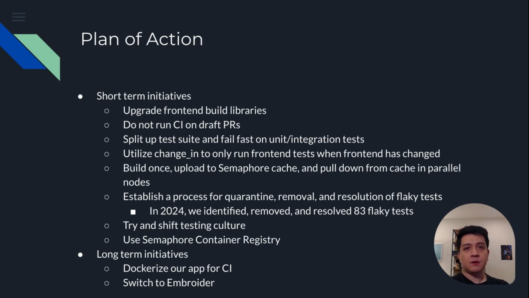And finally, our last long-term initiative was to switch to a different front-end build tool. For the longest time, we were using Broccoli, which is a build tool in Ember that is sort of the default one quite a few years ago. But Embroider is a more recent build tool that has a lot of performance improvements and helped us quite a bit in terms of reducing our front-end build time.